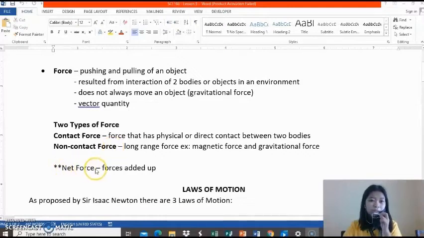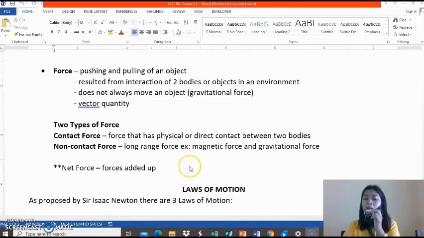We have what we call net force. Net force is defined as the sum of the forces added up. For example, si Jatniel, ang force niya is 30 Newton. Si Hermie, ang force naman niya is 15 Newton. So, what are the forces of Jatniel and Hermie? Ipag-a-add lang yung dalawa. So, the total net force of the two is 45 Newton. Ganun lang kasimple yung net force dito.